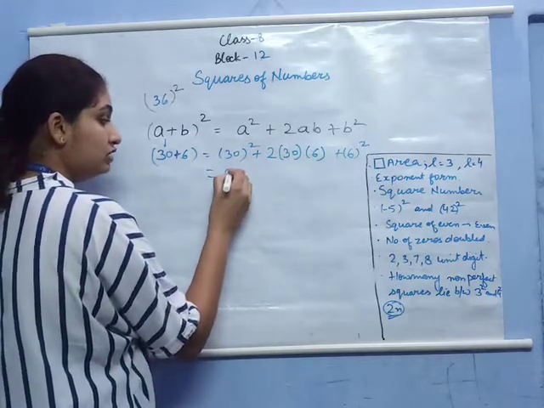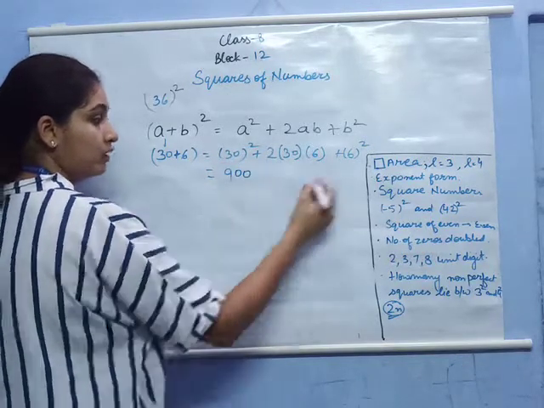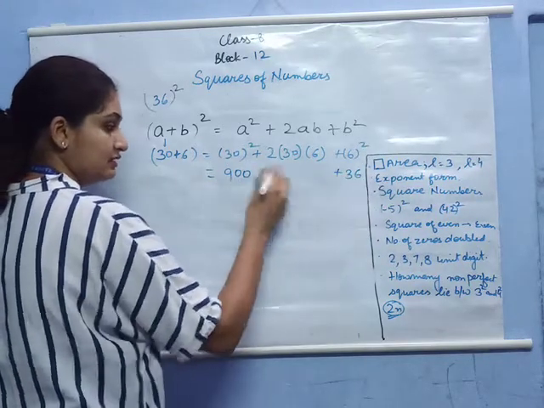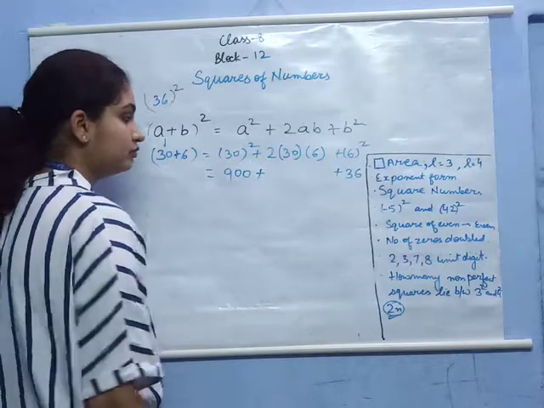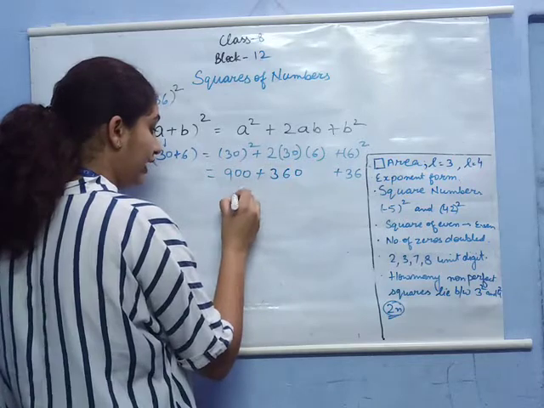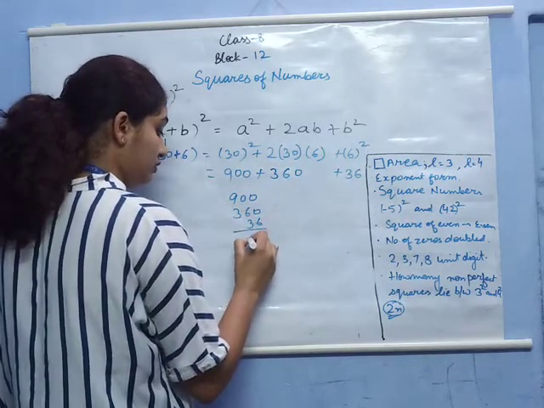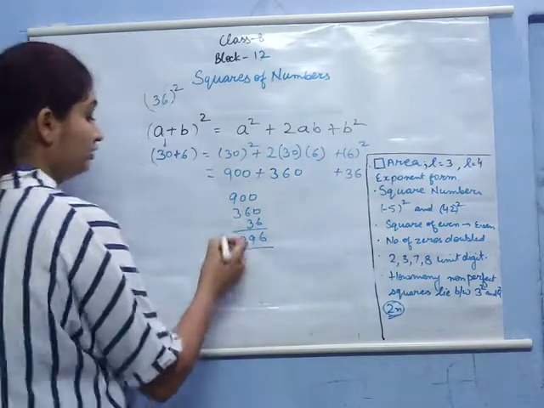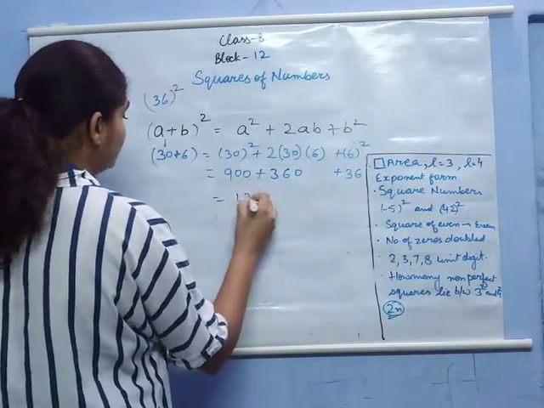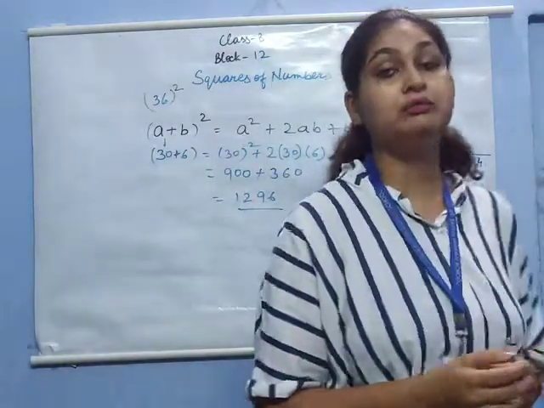3 ka square, we know 3 3s are 9. There is 1 zero, I'll write 2 zeros in the square. 6 ka square, we know 6 6s are 36. 6 multiplied by 6 is 36. Now calculate this. Now add them up. The answer will be 1296. This is the method to find the squares of a given number when the number is a little big.